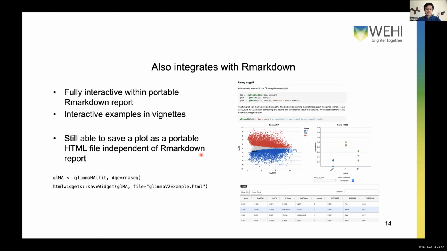And if you wanted to save those plots as their own individual HTML pages as you did before, that's still possible. If you take one of our plots and save it as a variable, you can use the HTML widget saveWidget function to save it into an HTML page, and that will allow you to save those individual plots into their own HTML pages as you would in Glimma version 1.